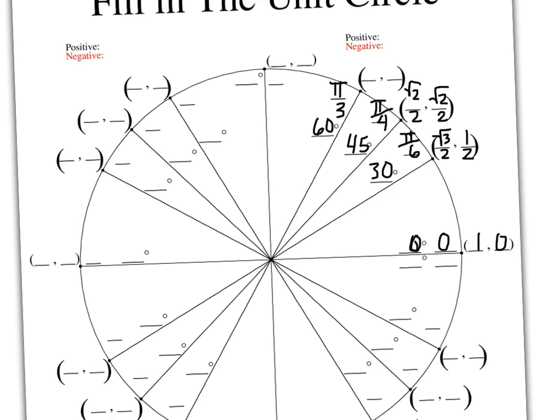1/3 of the way, pi over 3. Or 2/6. 1/6, 2/6, pi over 3. This time, the 1/2 is at the x. So the cosine is 1/2, and the sine is root 3 over 2. 0, 1 is the ordered pair here, and that's at 90 degrees and pi over 2 radians.